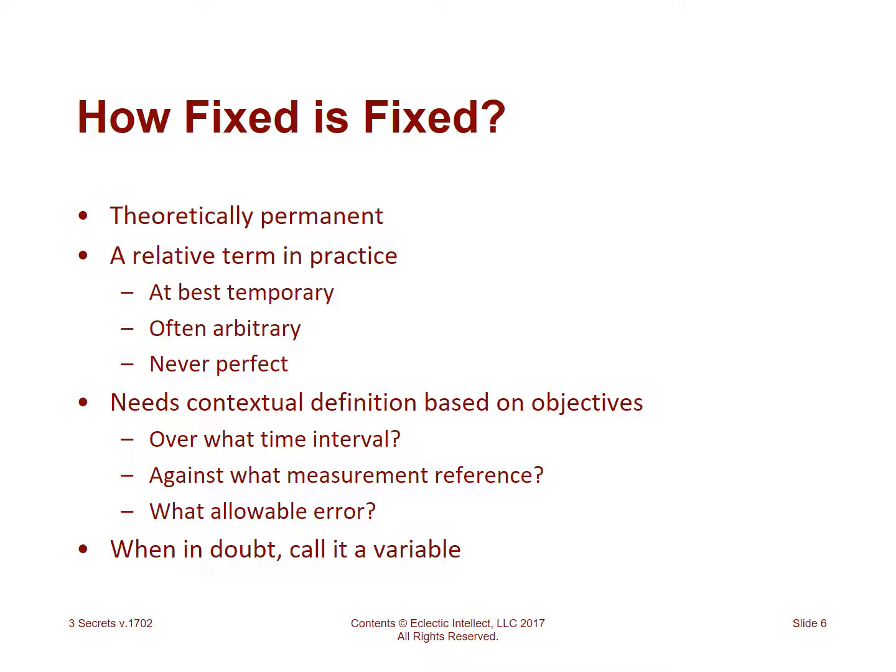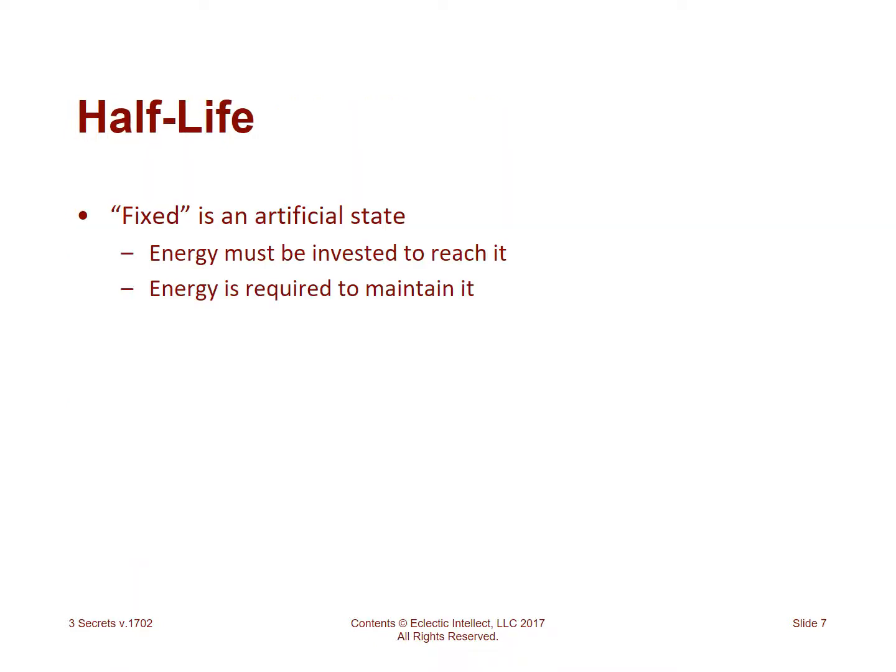When in doubt, call it a variable. And the reason for that is it causes you to respect the potential complexity of the task and bring methods that are capable of doing not only a fixed solution, but responding to variable circumstances in order to end up with the fixed output that you were originally seeking. So we need to talk a little bit about half-life.